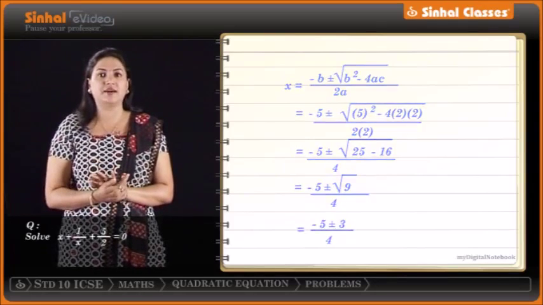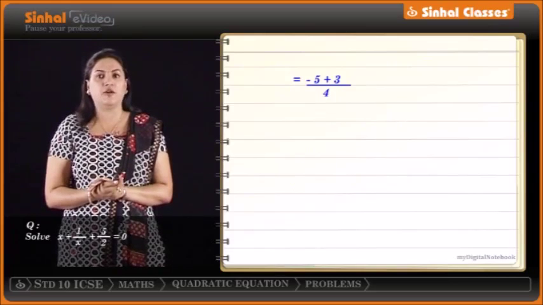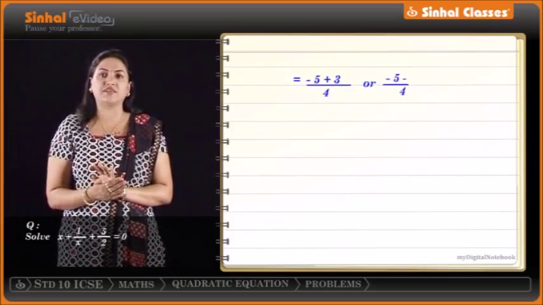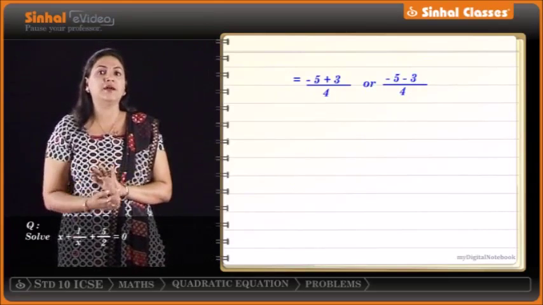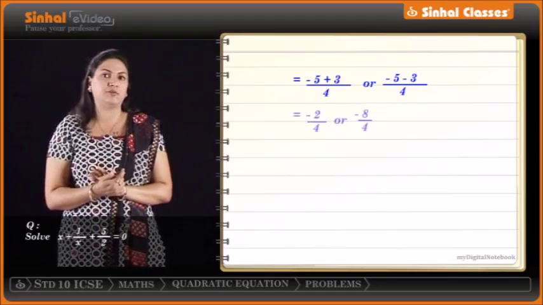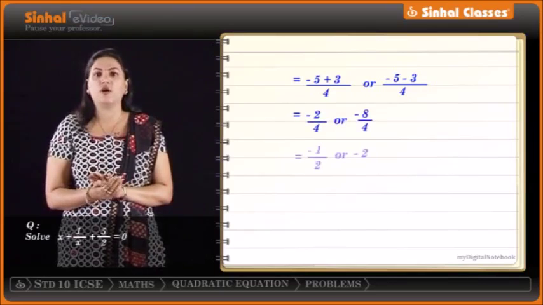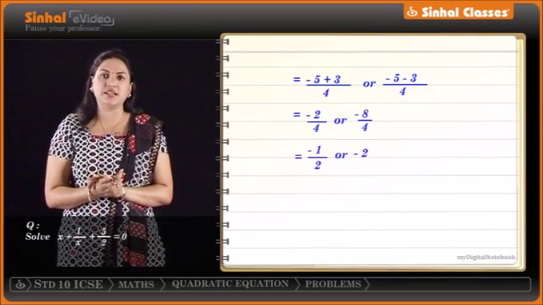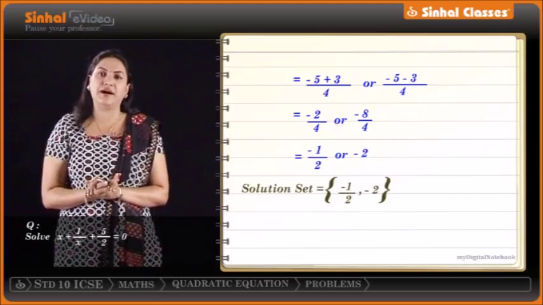We separate the terms as minus 5 plus 3 upon 4 and minus 5 minus 3 upon 4. We get minus 2 upon 4 or minus 8 upon 4 which is equal to minus half or minus 2. So the solution set is minus half comma minus 2.